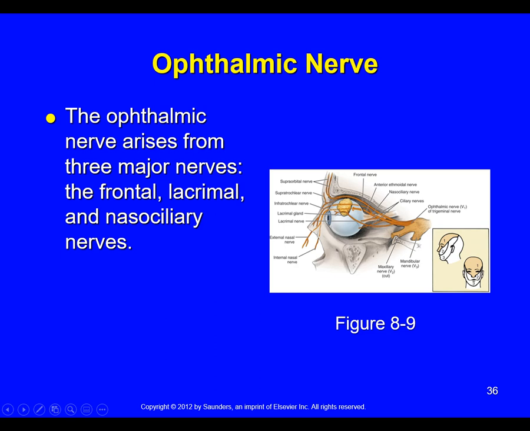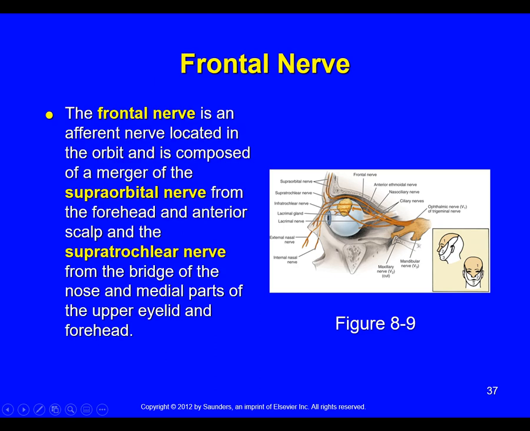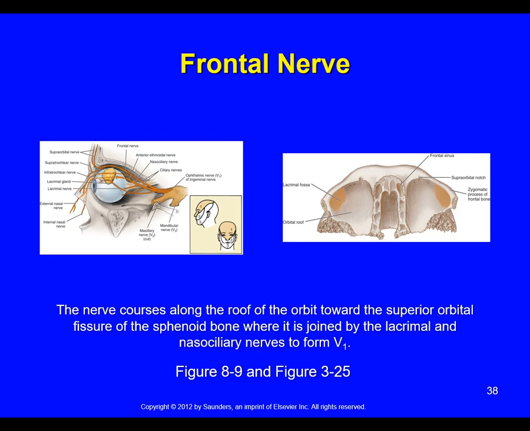The ophthalmic nerve arises from three major nerves, the frontal, lacrimal, and nasociliary nerve. So here's our branch going to the V1 area, or the number 1 area, and here's the little break-offs for the nerve innervation. So frontal nerve, afferent nerve located in the orbit, composed of a merger of the supraorbital from the forehead and scalp, and the supratrochlear from the bridge of the nose and medial parts of the upper eye and forehead. This nerve courses along the roof of the orbit towards the superior orbital fissure of the sphenoid bone, where it joins with the lacrimal and nasociliary nerves to form V1.